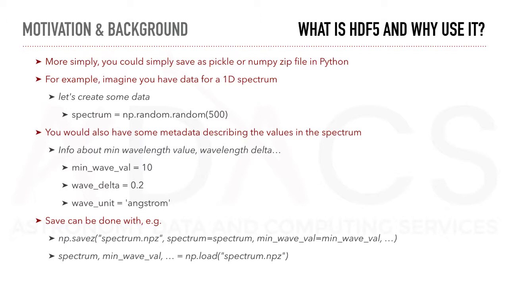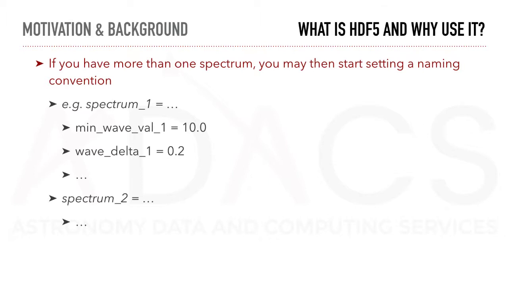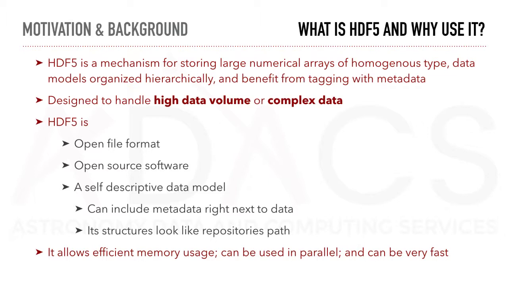This method would work for small datasets, but would rapidly become impractical when we have many spectra or even more metadata to carry forward. We could go around this issue by setting our own arrays or by setting a naming scheme like spectrum 1, 2, 3, and so on. But this would still be impractical for large datasets. So this is where HDF5 comes into play.